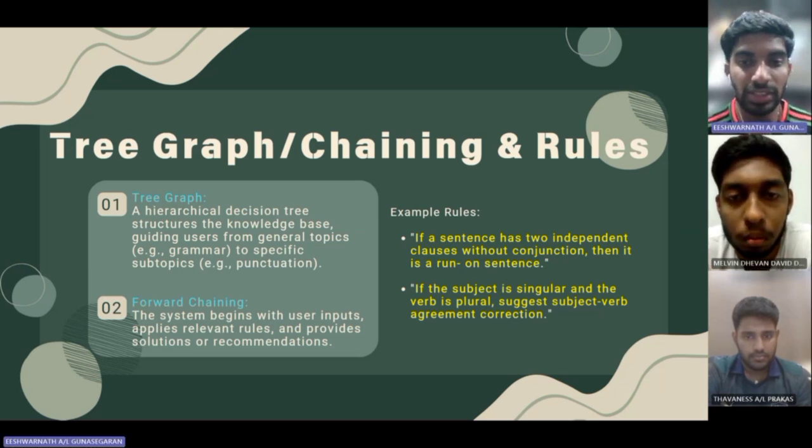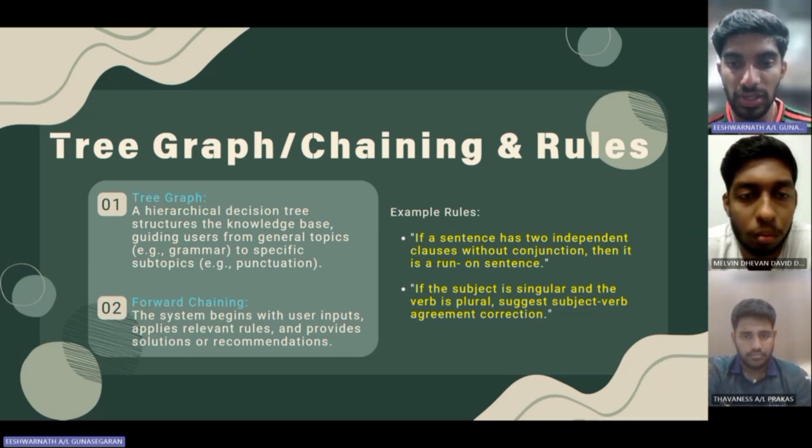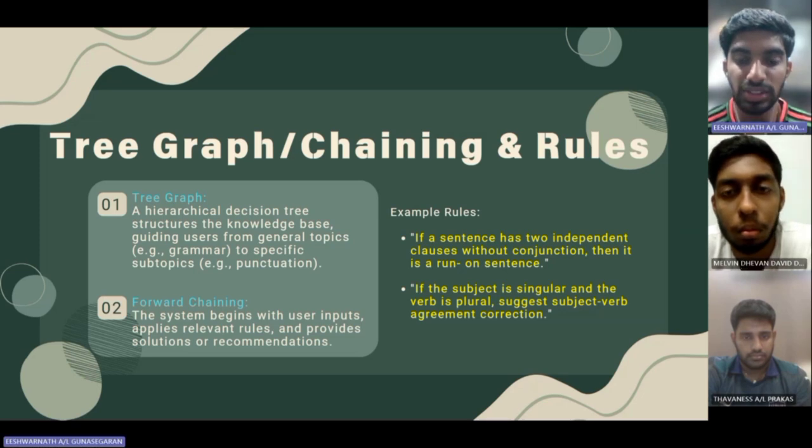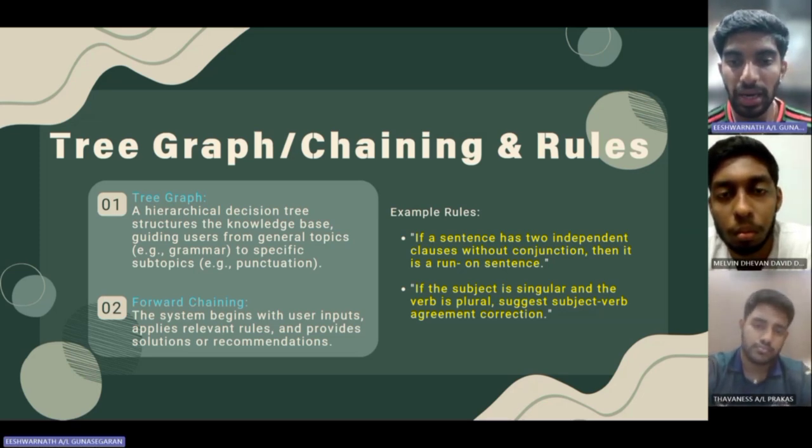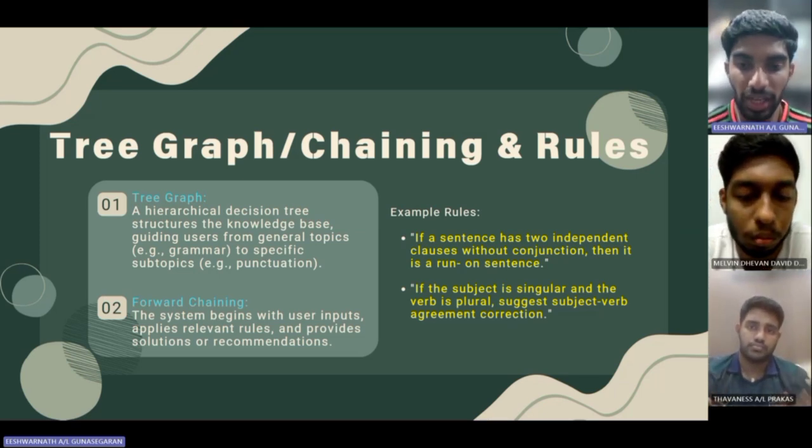So there are some example rules. The first one is, if a sentence has 2 independent clauses without conjunction, then it is a run-on sentence. The second example will be, if the subject is singular and the verb is plural, suggest subject-verb agreement correction.